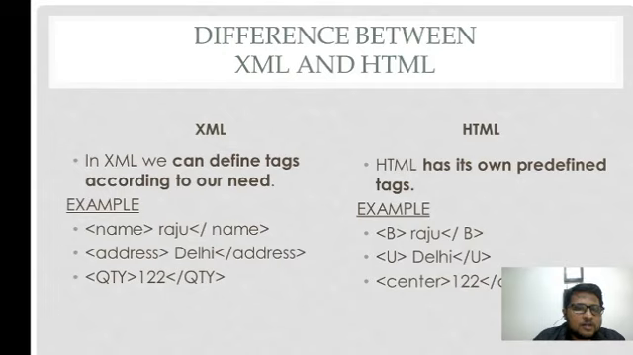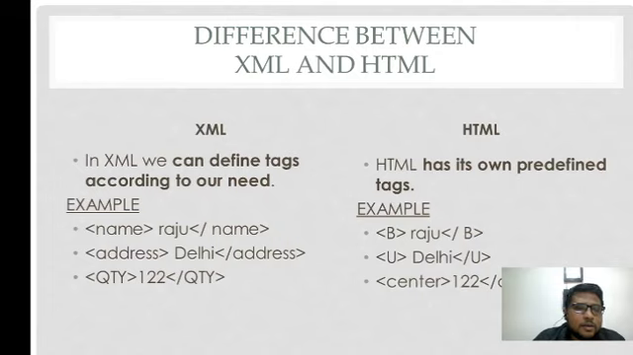The third difference is, in XML, we can define tags according to our need. That is what I explained to you earlier also. The tags in XML are user defined. See, here I have written 3 tags. The first tag is name, that I have defined as Raju. Address I have defined as Delhi, address close, and then quantity. These are my tags. I have written them.